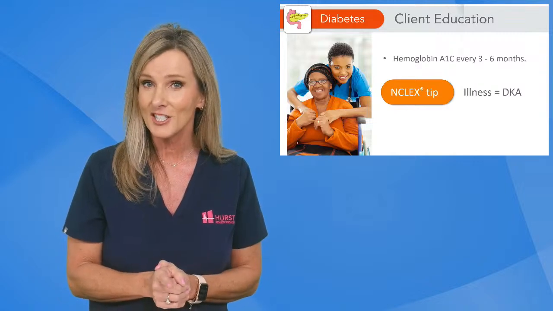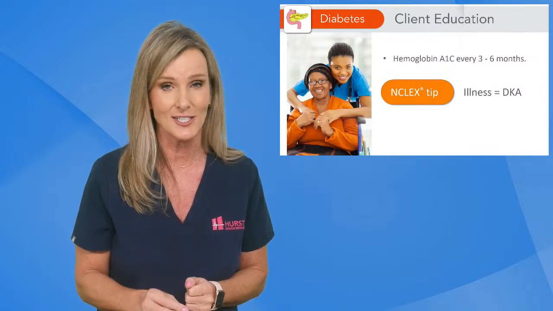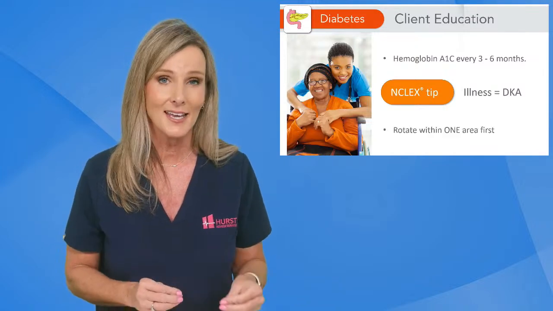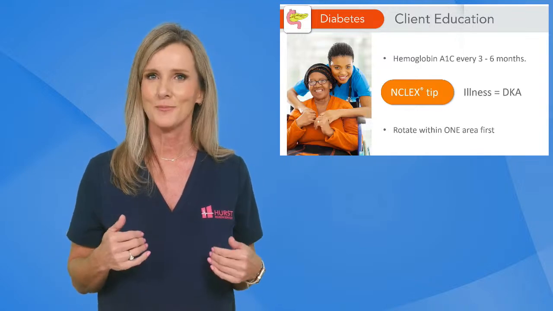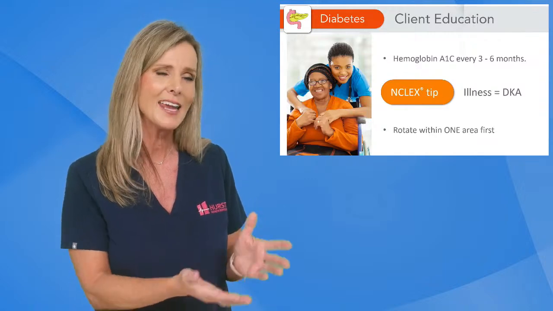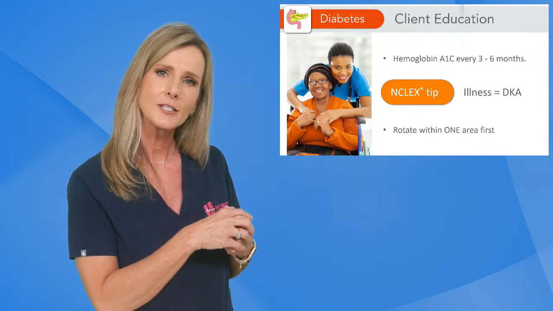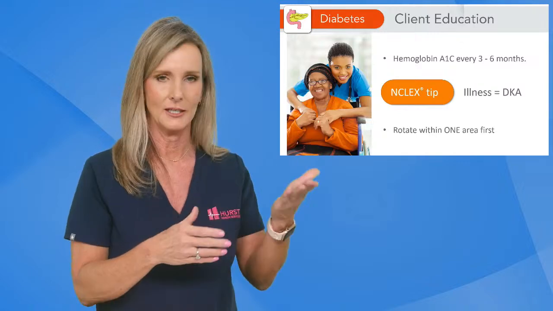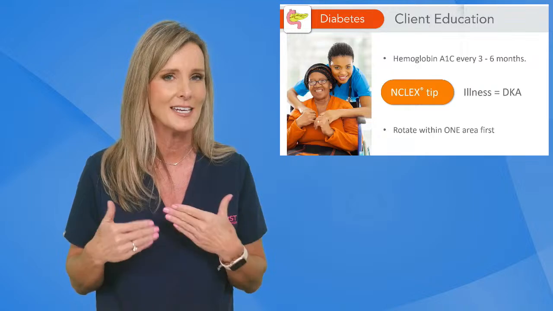Another thing that we're going to educate our diabetics about is rotating injection sites. So I want them to rotate within an area first. So let me talk about that. Because from my experience, when I walk into a diabetic's room to administer their insulin, I either ask the client or I look at their MAR and say, okay, where did you get your last injection of insulin? You got it in your right arm? Okay, well, let me give it to you in your left arm. That is what we as nurses consider rotating sites.